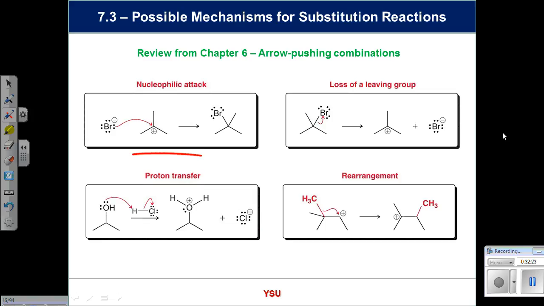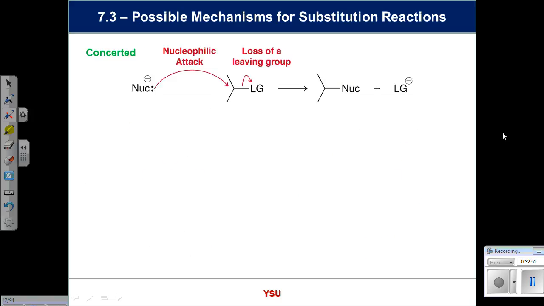Here are the arrows that we have developed in Chapter 6. And we're going to apply them now to substitution reactions in Chapter 7. We will be doing nucleophilic attacks. Oh yes, we will, and lots of them. We'll have leaving groups disappearing left and right. Goodbye. We will have proton transfers sometimes to make it more interesting, but also more useful. And we will have rearrangements because they're cool. We'll use them all. It's going to be great. It's going to be huge, as they say.